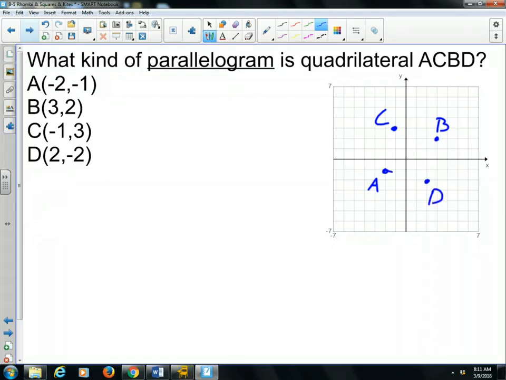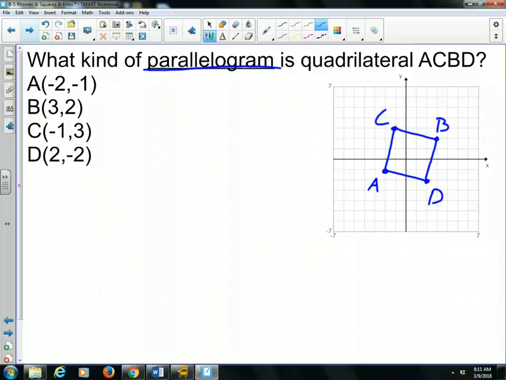So if I graph this, now graphing it is not enough, okay, but right now we can get a little bit of a look at what shape this is. It does tell us that it's a parallelogram. Okay, so we don't have to prove it's a parallelogram. The problem tells us that it is. So we want to find out what kind of parallelogram.